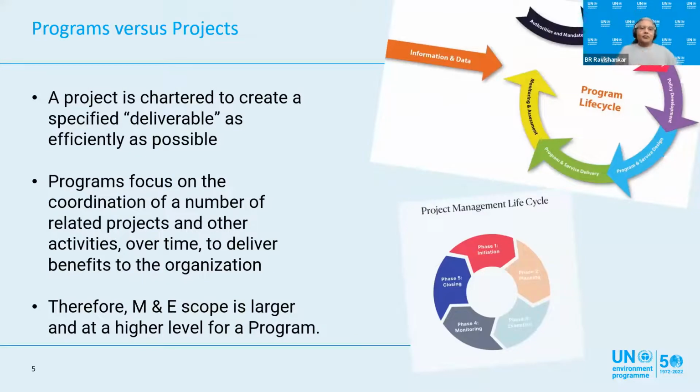So what's the difference between a project and a program? A project is chartered to create a specified deliverable as efficiently as possible. A single identified deliverable, for example. Programs, on the other hand, could be the coordination of a number of related projects and other activities, and could span over time. It could span a number of years, and it could span multiple countries, regions, and communities. So a program is a combination of all these various projects that are interrelated and together. What happens with the monitoring and evaluation side of things is that the scope of M&E is much larger, and at a more strategic, higher level for a program compared to a project.